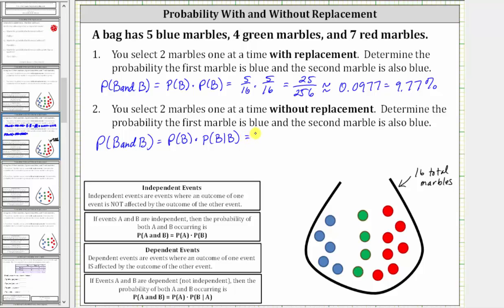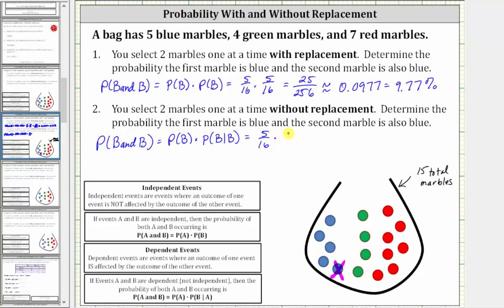So we know from part A, the probability of selecting a blue marble is 5/16. But in this case, a blue marble is selected and not replaced back into the bag before we select the second marble. So let's just say this is the first blue marble selected. Because it's not replaced back into the bag, now we have a total of 15 marbles. And now only 4 of the 15 marbles are blue, and therefore the probability of selecting a blue marble, given a blue marble has already been selected and not replaced, is 4 out of 15, or 4/15.